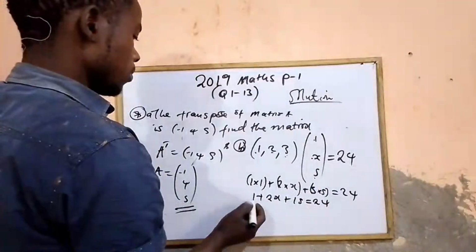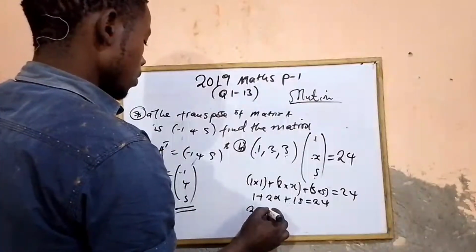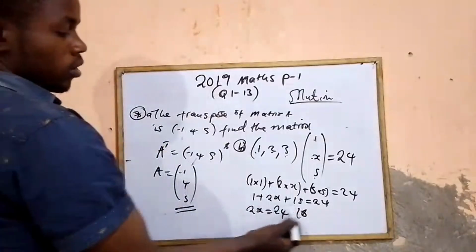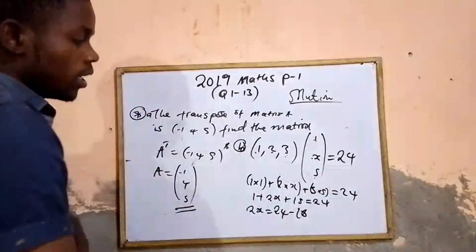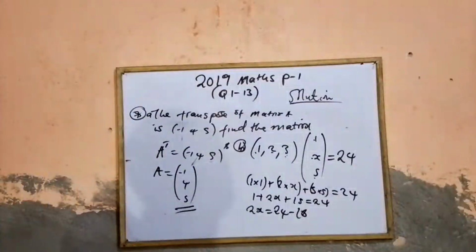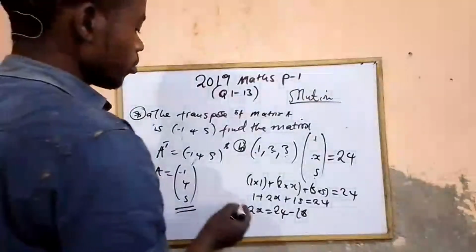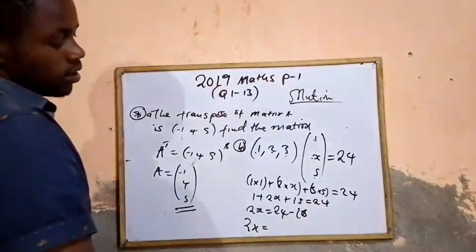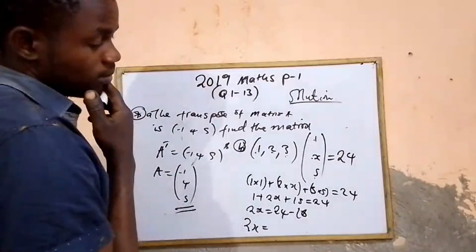Okay, so now 1 plus 15, which is 16. So we're going to have 2x, which should be equal to 24 minus 16, because 1 plus 15, which is 16, when it crosses the sign becomes minus 16. So we're going to have 2x equals 24 minus 16. 24 minus 16, because we're not allowed to use a calculator here.